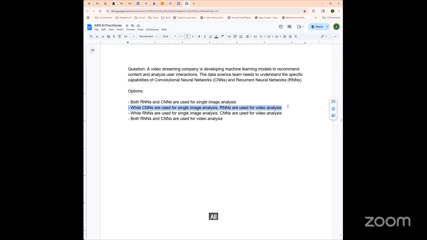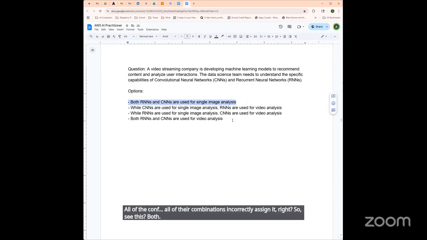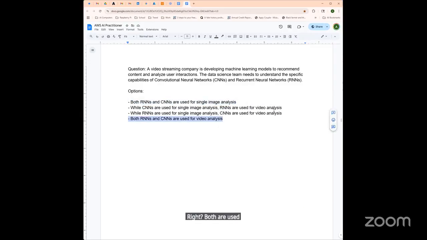All of the other combinations incorrectly assign it, right? So see this? Both are used for image. Both are used for video. And this one reverses it. Okay.